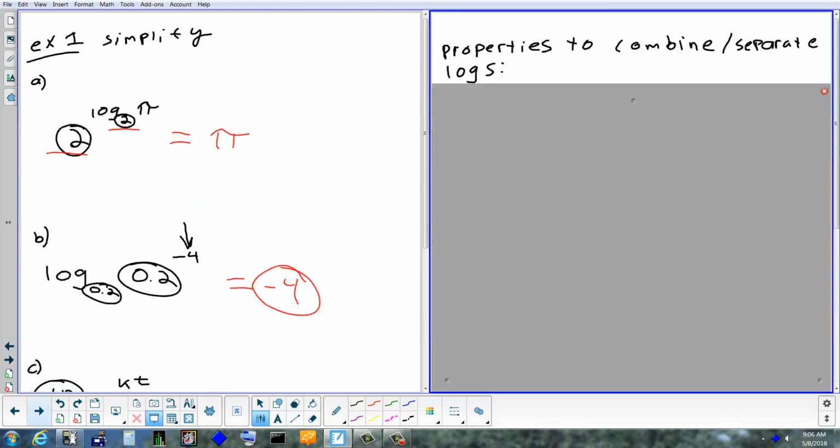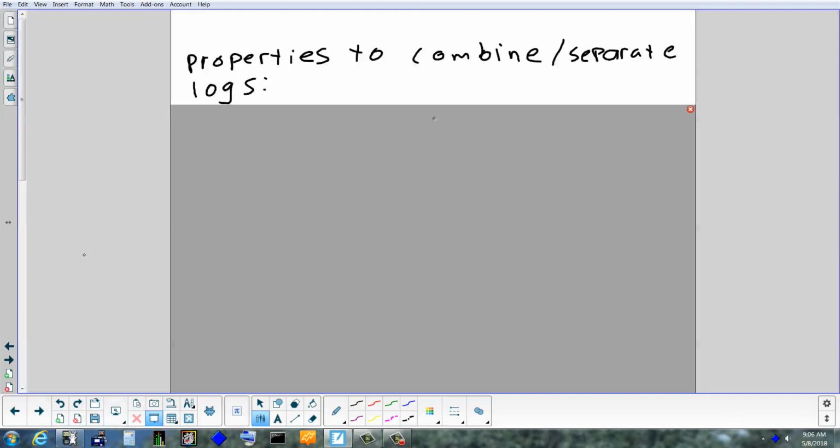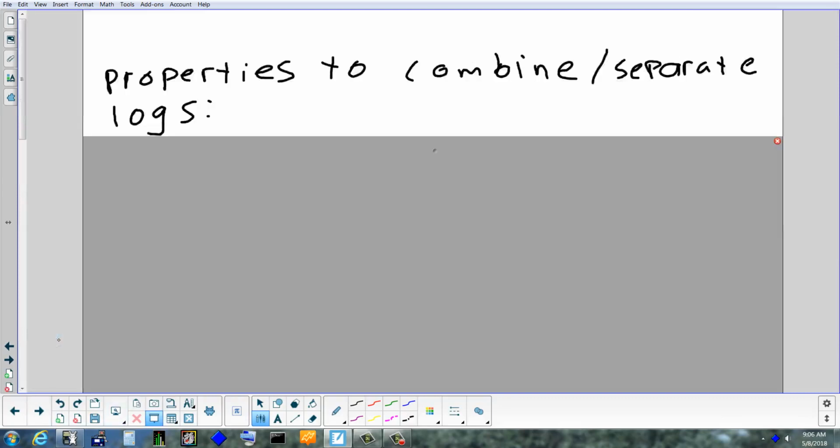All right, so the second thing we're going to look at are some properties to take logs that are separate and combine them. Or we can reverse it. We can take logs that are combined and we can split them apart. It works both ways.